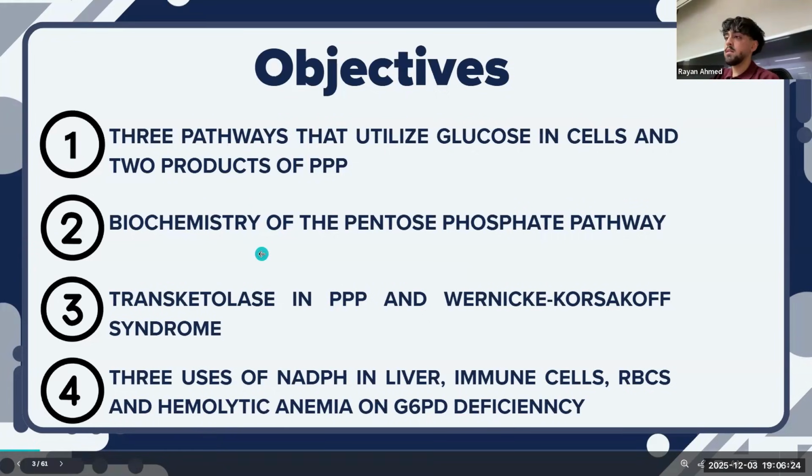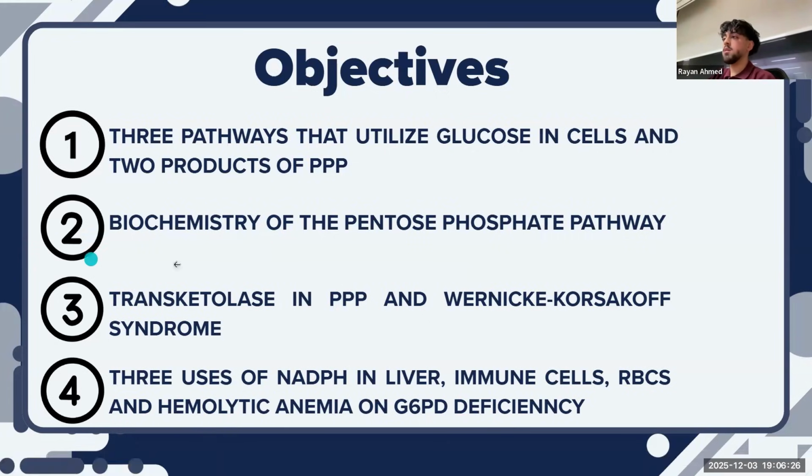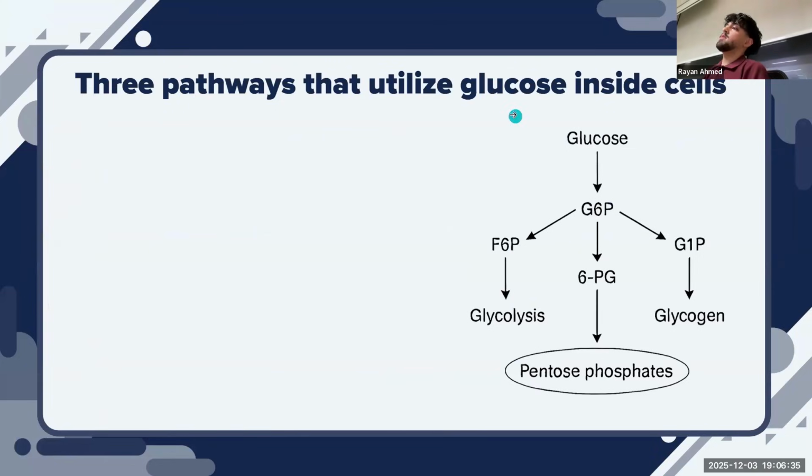Keep in mind the objectives I just talked about are very high yield, and I need you to focus on most of them. Good. Let's begin. Three pathways that utilize glucose inside cells. We already know about the glycolysis pathway, which produces ATP, and then we also know about the glycogenesis pathway, glycogen storage, which uses ATP to produce glycogen, right?